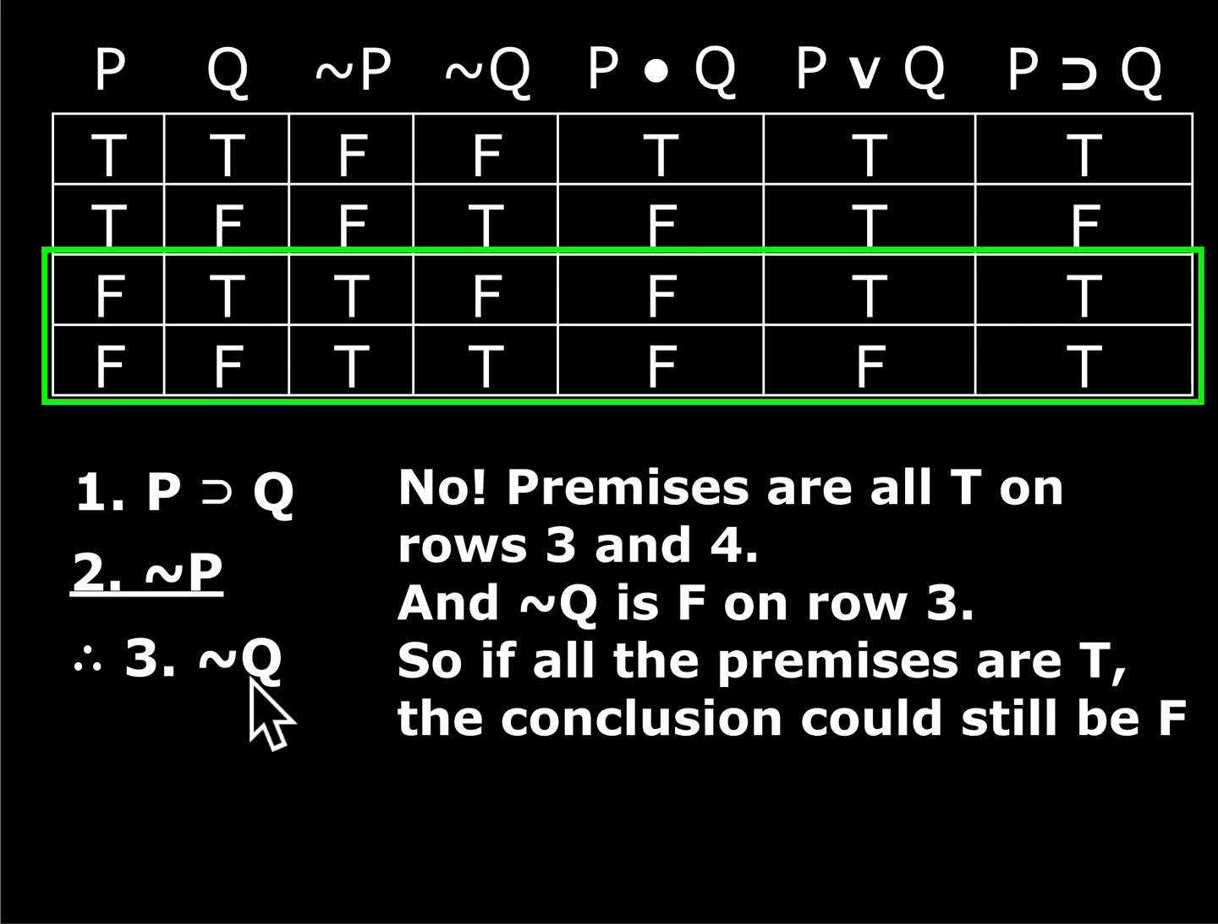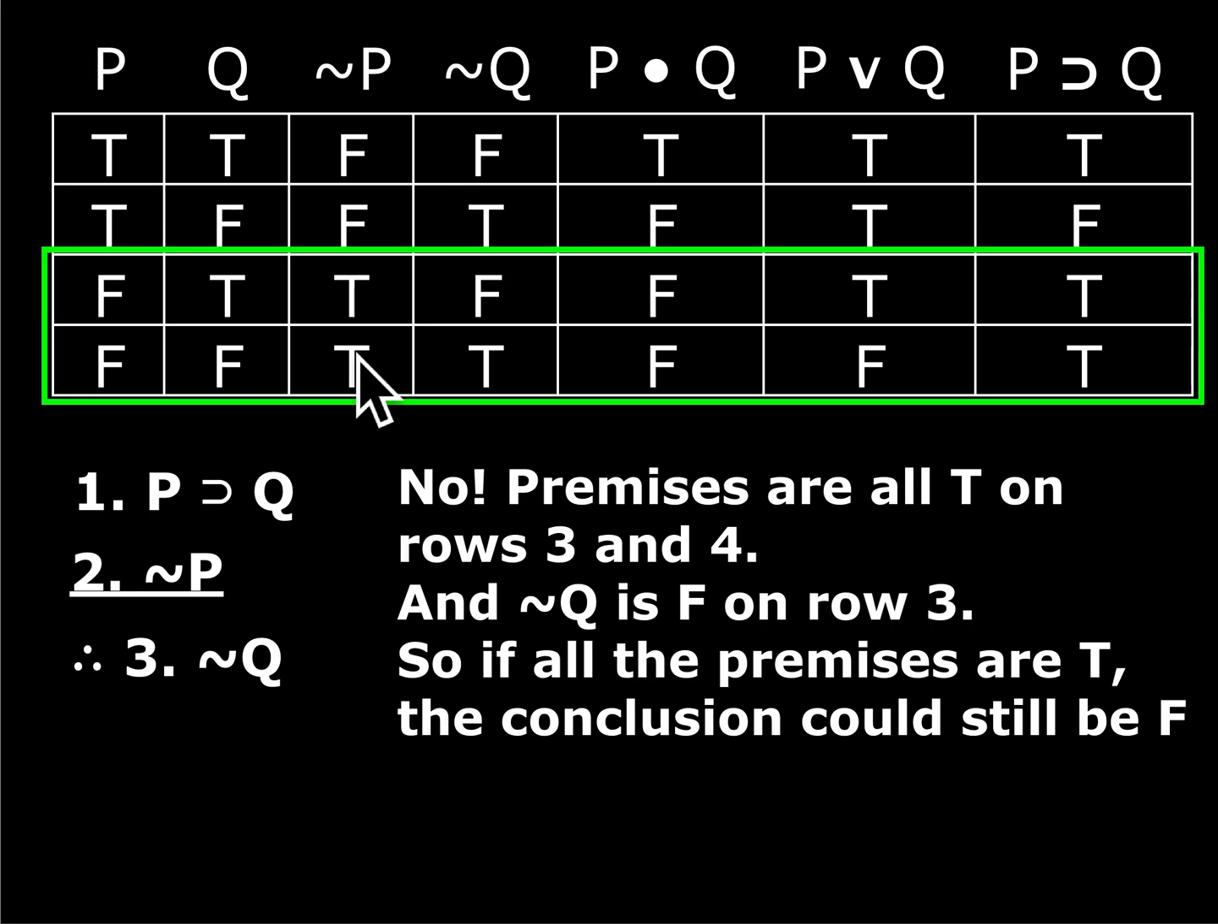What are the conditions where the premises are all true? It's just 3 and 4. So if P, then Q, that's here. That's true on 1, 3, and 4. Not P, that's only on 3 and 4. So both of the premises are true on 3 and 4. This is premise 1, and that's premise 2. They're both true on 3 and 4.